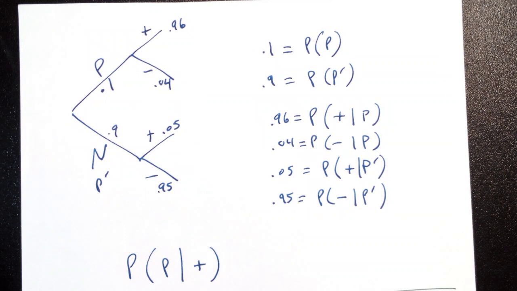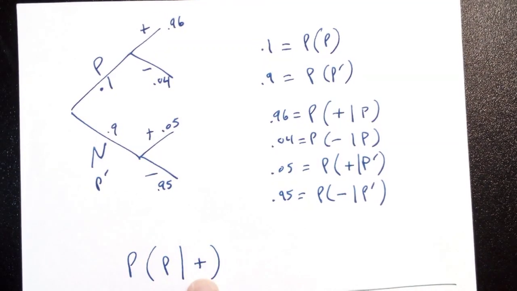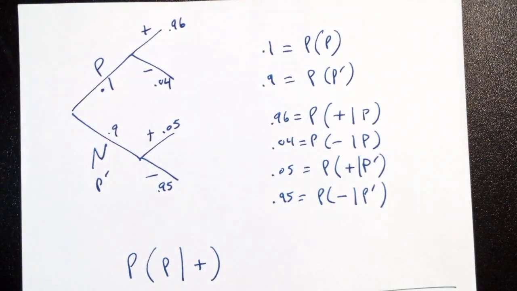So, a young woman goes by, takes the test, and it's positive. What's the chance she's actually pregnant? Notice this is a conditional probability. What is the chance the person is pregnant given that the test was positive? That's not one of the pieces of information we have here. So how can I get this conditional probability from the information I was given?